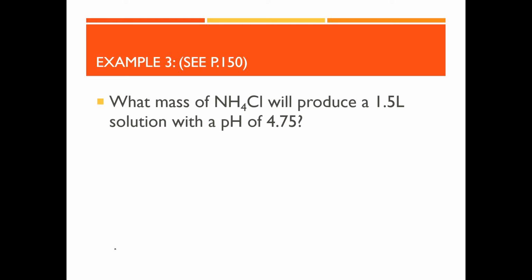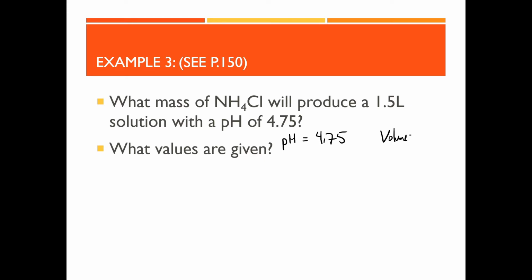Now, again, it looks like there's a lot of information that we're missing. So we'll start off by asking what values are given. We have a pH of 4.75. We have a volume of 1.5 liters. The volume will come into play later. We don't actually need the volume right away, but it'll come into play later. And we're given a substance, NH4Cl.